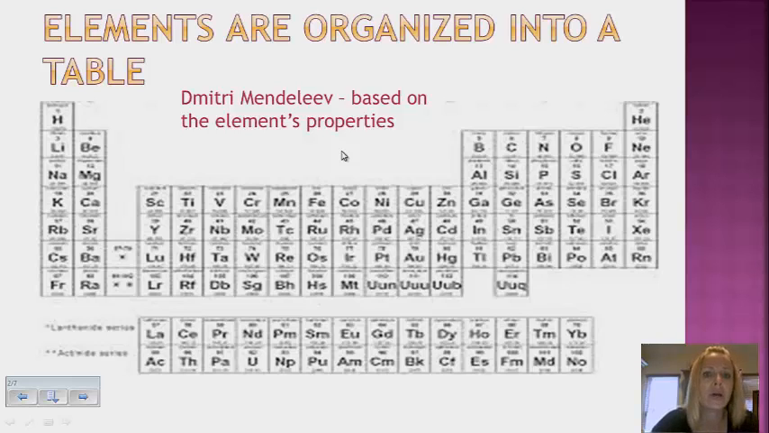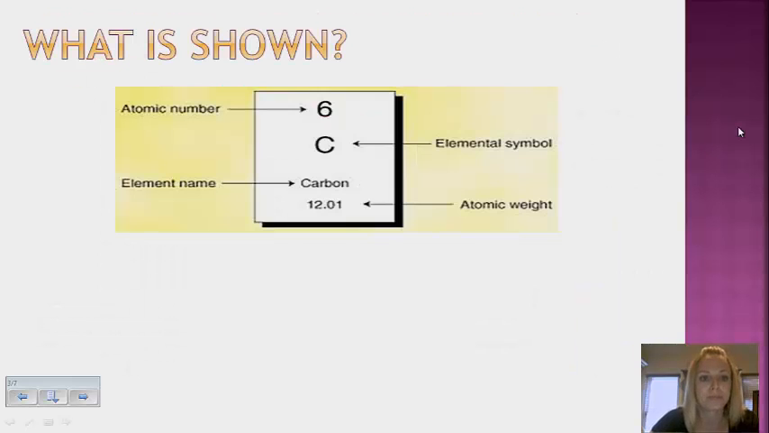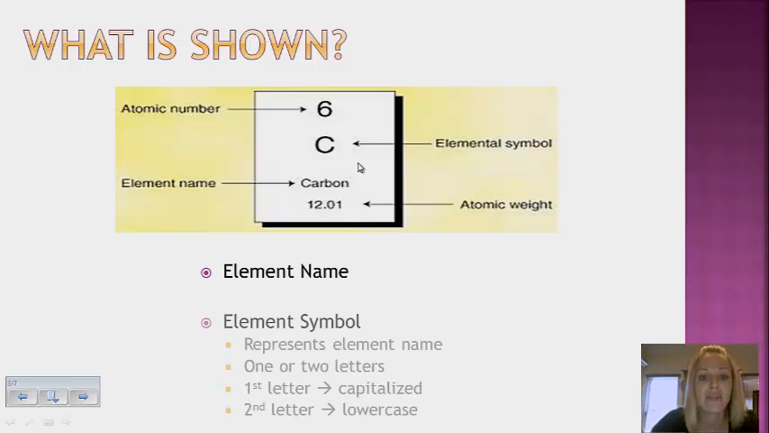Now we're going to go through the specifics of the periodic table, which each one of these boxes means, stuff like that. So, what is shown on the periodic table? You know that each element is represented in a box. Well, what does that box tell you? You have the element name, and in this case, it's carbon. And then you have an element symbol, and these symbols are either one letter or two letters, and in any case, the first letter will always be capitalized, and the second letter will always be lowercase.